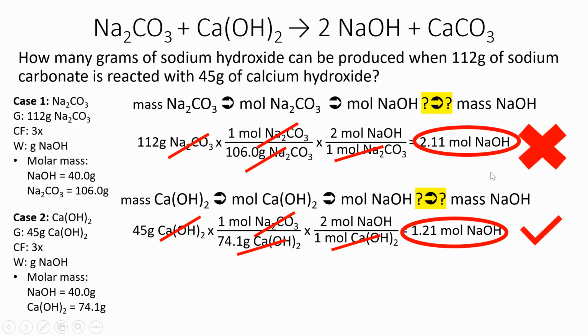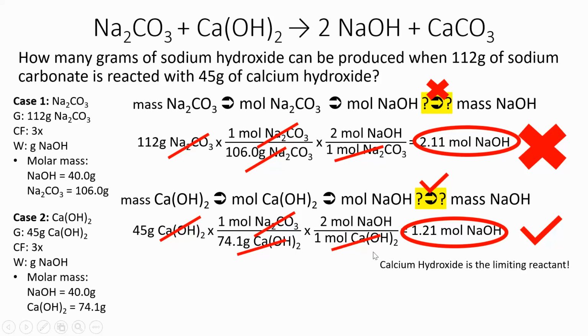All right, so this one will not happen because 2.11 is bigger than 1.21. You can only make as much as your lesser amount. That's what a limiting reactant means. So we're not going to do this step, but we are going to do this step. We're going to take this mole value and find a mass of sodium hydroxide, and that'll be our final answer. So we can say that calcium hydroxide is the limiting reactant.